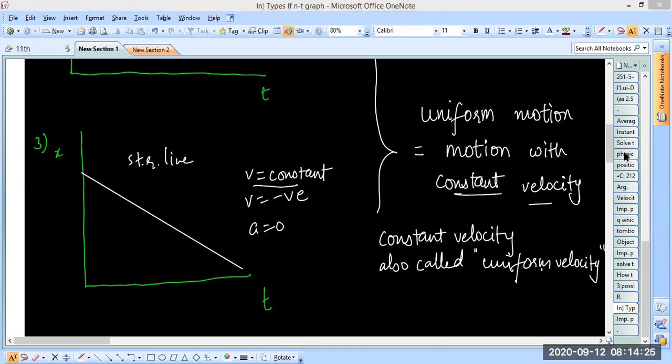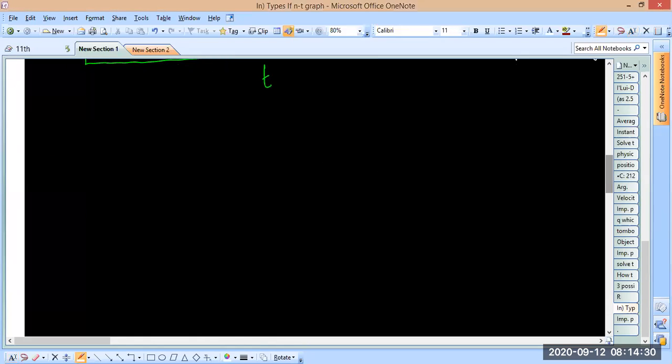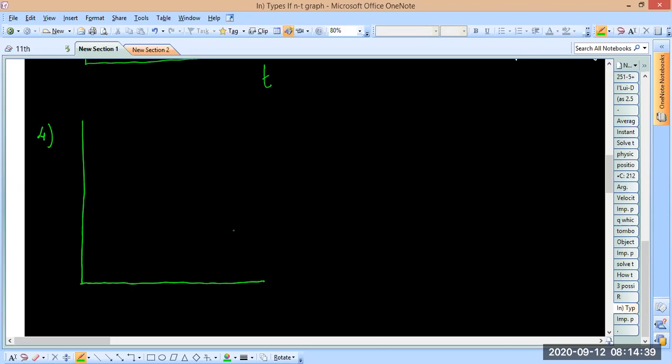So these are the three cases of XT graph. Let's go to more interesting cases now. Number 4. See, I'm drawing all of this. I'm taking so much pain to draw all of these graphs only because it will increase your speed when you solve graph related questions. Graph related questions are quite common. In fact, in this year's JEE paper also there was one graph related question of this chapter, right?